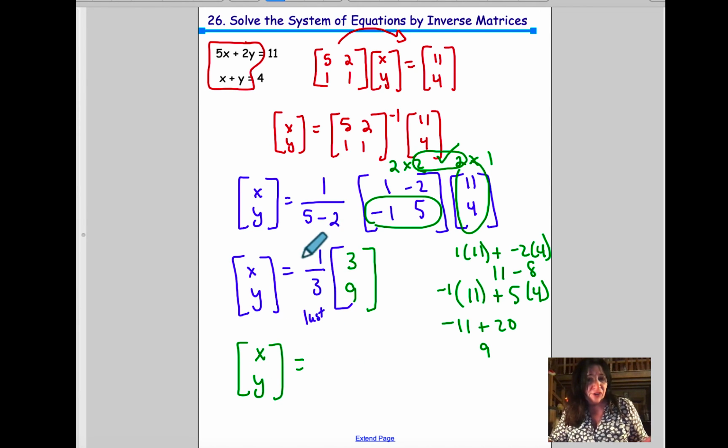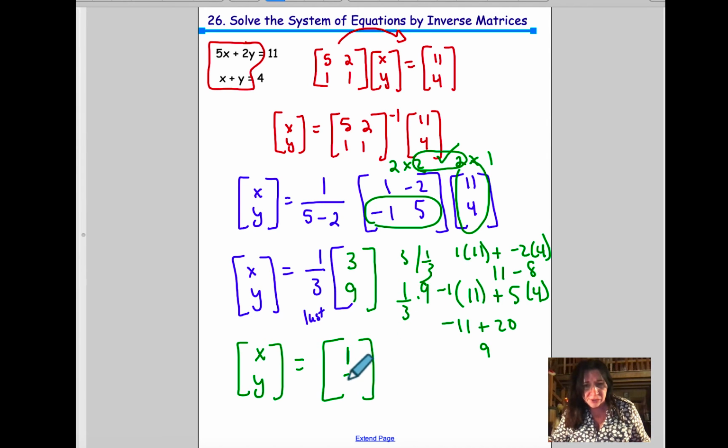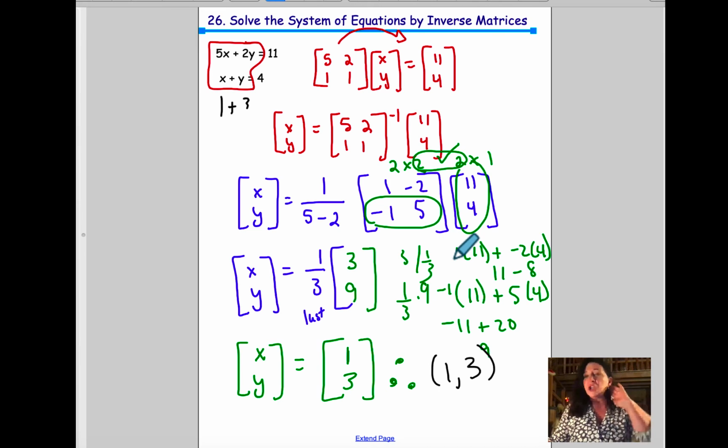And so now I have to distribute 1/3. So that's like 3 times 1/3. What's 3 times 1/3? 1. So that's 1. And then it's 1/3 times 9, which is 3. So therefore, everybody, my intersection point is 1, 3. And of course, I'm going to check my answer. And yes, I would plug it in, like 1 plus 3 equals 4. But, you know, why wouldn't I plug this into my calculator, since we know that these calculators are amazing?